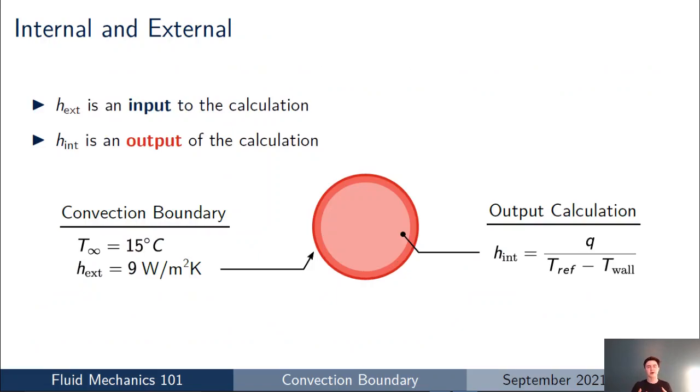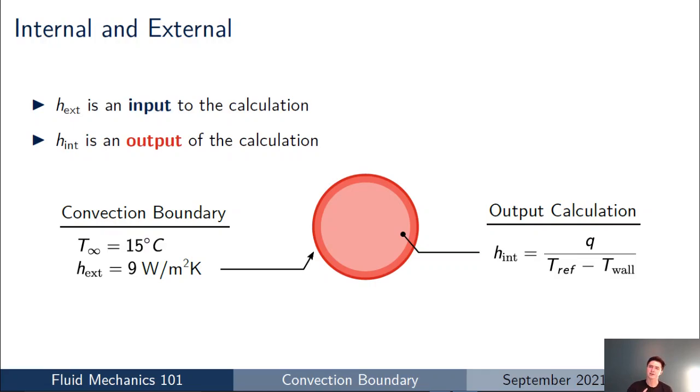But the key takeaway message from this talk, and something that I really want you to understand, is that the external heat transfer coefficient is an input to the calculation. We need to tell the CFD code what the heat transfer coefficient is on the outside of the pipe, because that's where we don't have a mesh. But the internal heat transfer coefficient is something that we get as an output from the CFD calculation, because that's where we have a mesh, that's where we calculate the thermal boundary layer, and that's where we do our post-processing to calculate the internal heat transfer coefficient.